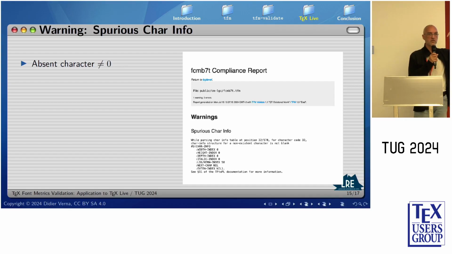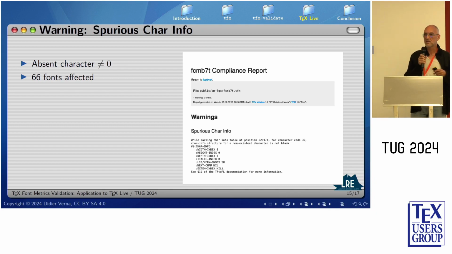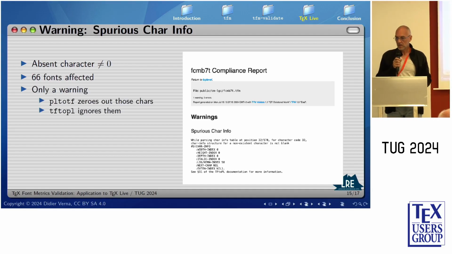So if a character is non-existent, normally the char info structure is supposed to contain 0 indexes to all the tables. And there is no point in having something meaningful in this char info structure because the character does not exist in the font, okay? And it appears that in 66 fonts in the TeX distribution, there are non-existent characters for which the structure is not completely zeroed out, okay? And we don't really know why.